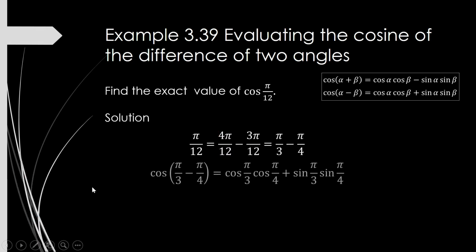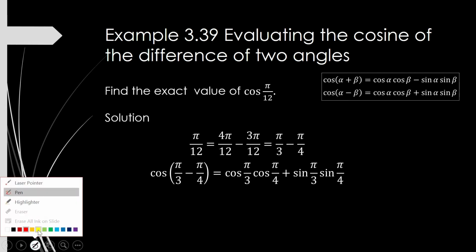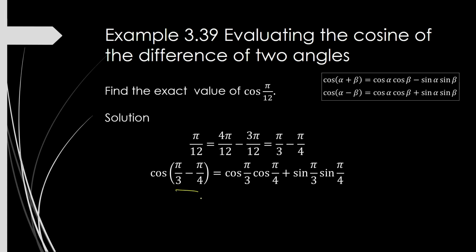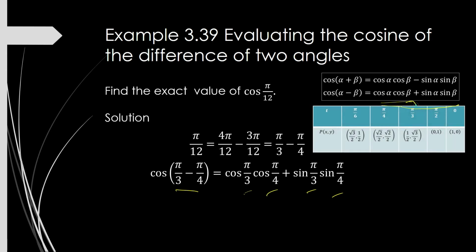Let us now evaluate cosine of pi over 12 by making this substitution. Cosine of pi over 3 minus pi over 4. That's the difference of two angles, so we will go here. And so that's going to be cosine of pi over 3 times cosine of pi over 4 plus sine of pi over 3 times sine of pi over 4. Cosine of pi over 3 is 1/2. Cosine of pi over 4, this is one of the easy to remember, it's just square root of 2 over 2.